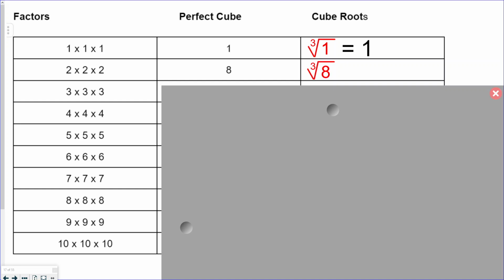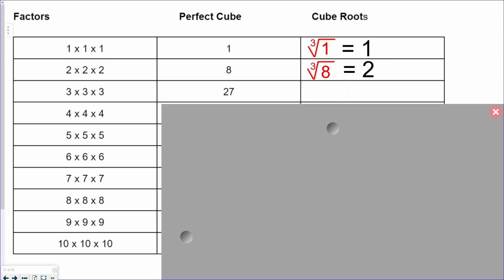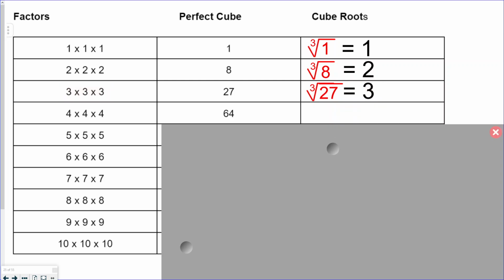The cube root of 8 would have to be 2, because 2 to the third power, or 2 times 2 times 2, is 8. And we just work our way on down nice and slow. The cube root of 27 would have to be 3. 4 to the third power is 64, so the cube root of 64 is 4.